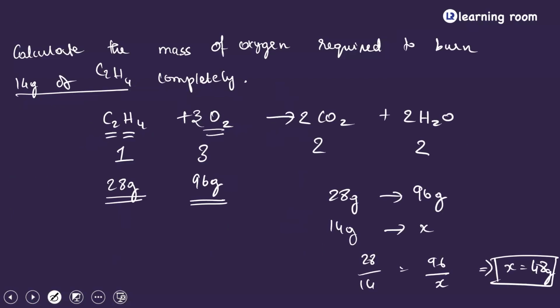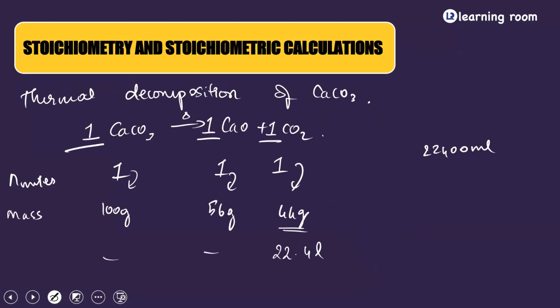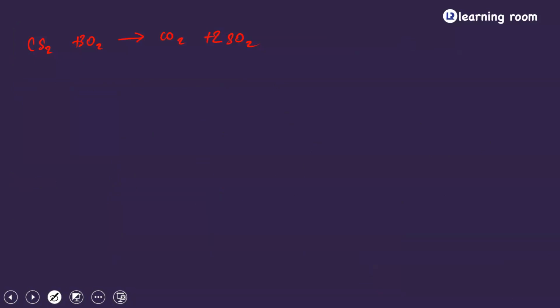And in that question, what they have told you is that 10 ml of liquid carbon disulfide is taken. So 10 ml means what is the mass of carbon disulfide taken? For that they have given you the density. Density of carbon disulfide is 2.63 grams per ml, which means 1 ml is 2.63 grams. I have taken 10 ml. So 10 ml of carbon disulfide will be 26.3 grams. What is the next thing that we have to do?